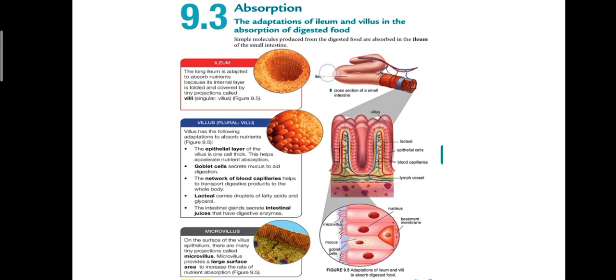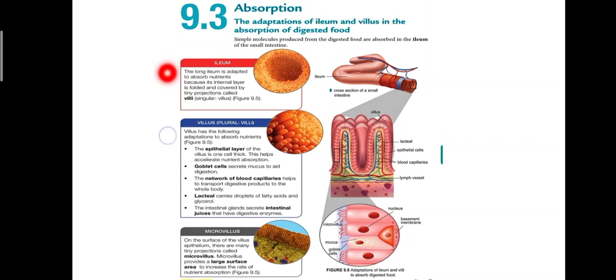So this is our ileum. The long ileum is adapted to absorb nutrients because its internal layer is folded and also covered with tiny projections called villi, or singular villus. So, one, the ileum is long. Second, it is covered by villi. And then the internal layer is folded.